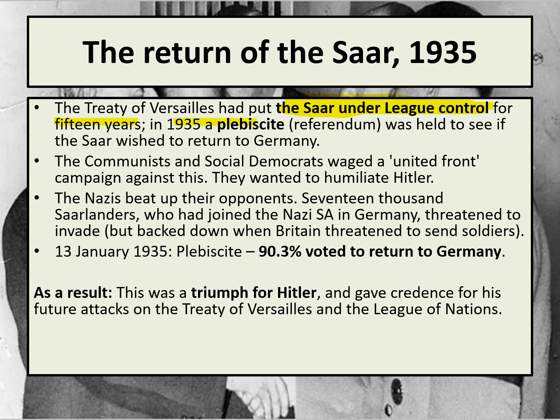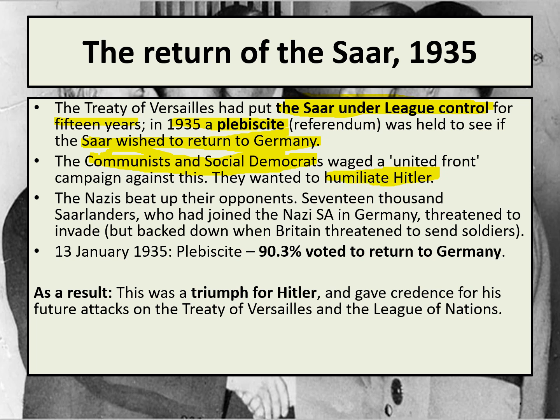So in 1935, a plebiscite, a vote, a referendum on a single issue, was held to see if the people of the Saar wished to return to Germany. So they were going to be given the choice. Do you want to be part of Germany again? Within Germany, there was some opposition to the Saar returning. The Communists and the Social Democrats waged a united front campaign on this. Remember that at this point in time, there is no political opposition allowed in Germany. They're in hiding and secretly getting communications out, telling the people of the Saar to vote against joining Germany, because this would be a massive humiliation for Hitler.